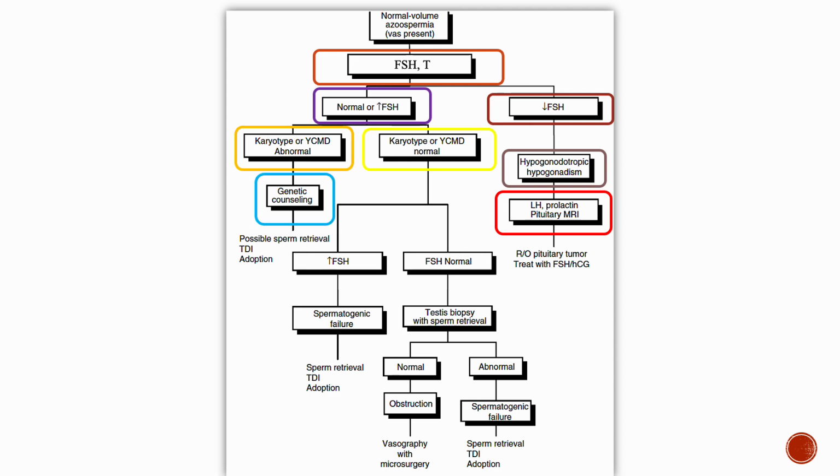Then coming on, the karyotype and Y chromosome microdeletions are both normal, but still the FSH is raised. If FSH is raised, it means it is a spermatogenic failure. Then we can discuss with the patient the sperm retrieval, adoption, or TESE options. Then if the FSH is normal, when everything is coming out normal but the patient is presenting with azoospermia, we are left only with the option of testicular biopsy, the FNAC. And depending on that, we will manage the patient further.